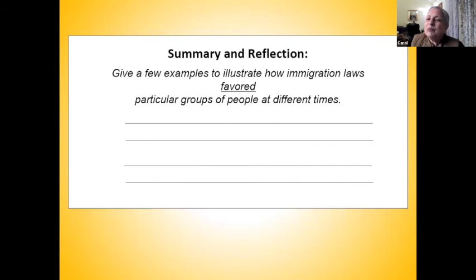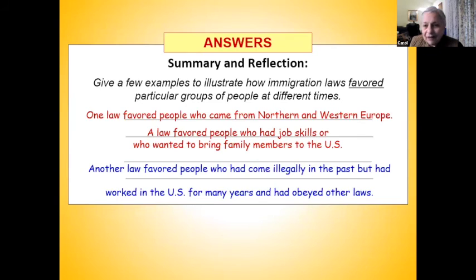We saw some laws in the past. Who got favored in the laws? Who got favored to come into the United States? And then we supply some answers. Well, in the 1924 law, Northern and Western Europeans got favored. In the law after that, people who had job skills or family members could come in. The 1980s law under Ronald Reagan favored people who, even though they came illegally, had obeyed laws and worked hard.